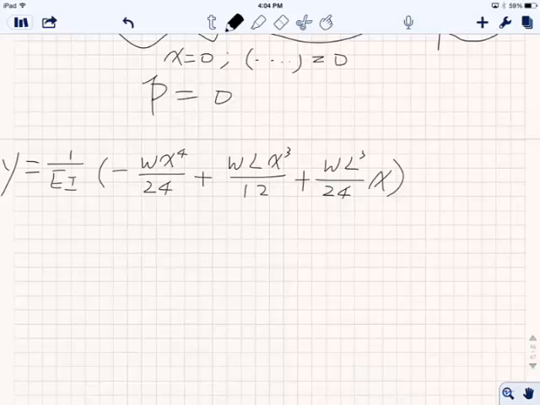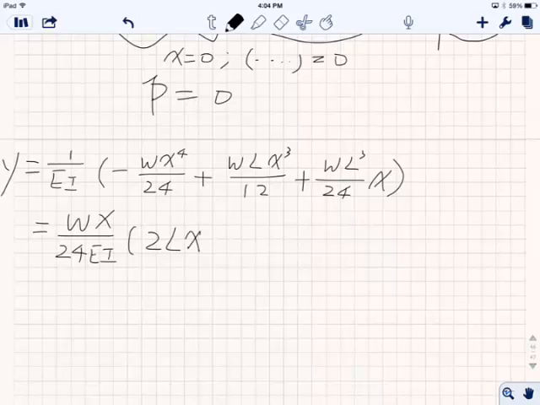Okay, and we can rewrite it to make it look a little nicer, because I don't really like negative coefficients for the first components. Also, there's W across all the element. So you can have WX divided by 24 EI as your coefficient. Then the inside of it will just be 2 times L x squared, which is my second term from above, minus x cubed, minus L cubed. Oh, sorry, plus. All right, so that's what you have.